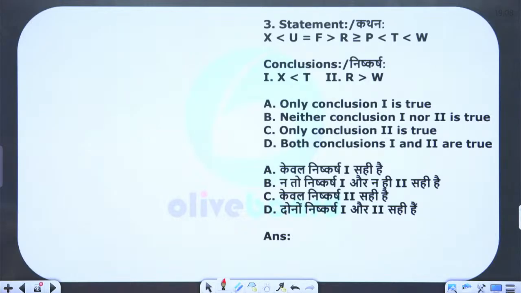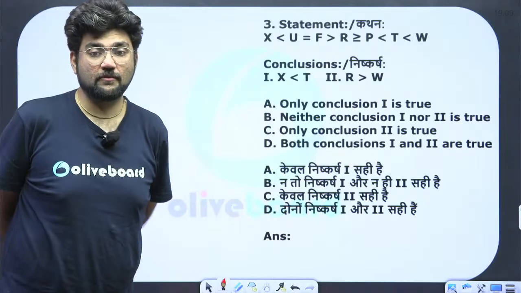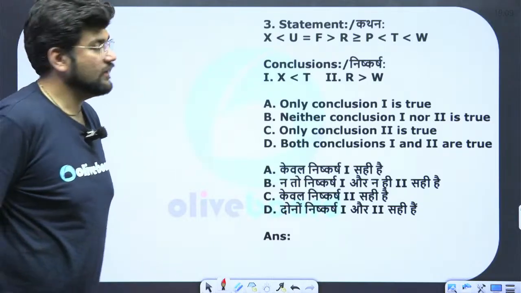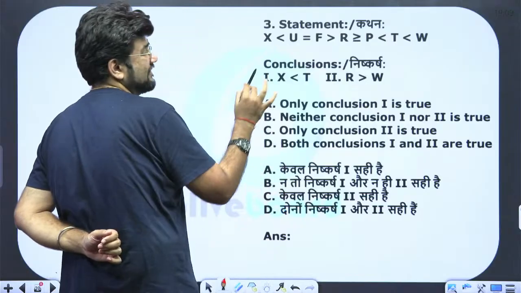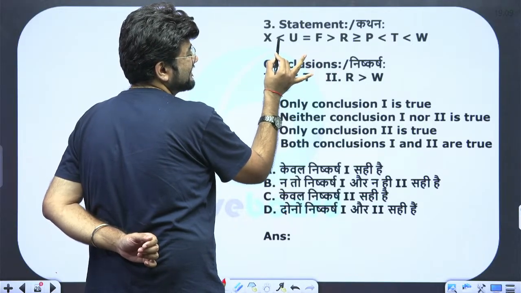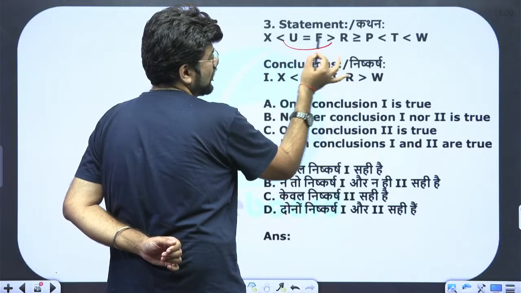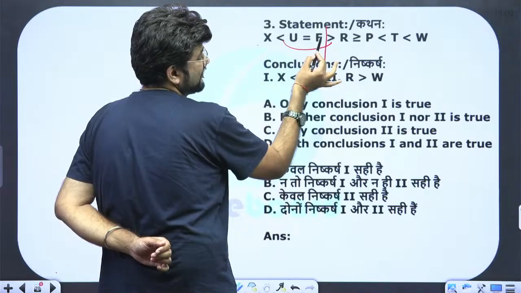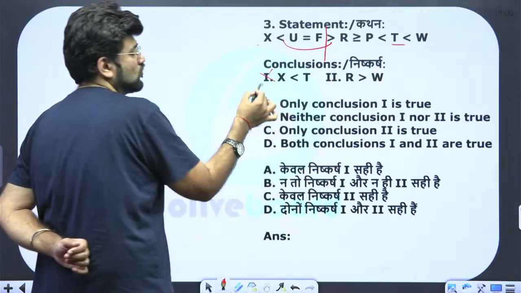Once you're thorough with this, no matter how long the expressions are, you will never fear the questions of inequality. You'll have another level of confidence altogether. You remember the rules. So X and T. Now, why go from here to here only? Check right away: this is less than, here is greater than, they're opposite directions. So after F, X will not be related with anything else. T is after that. So this is not true.